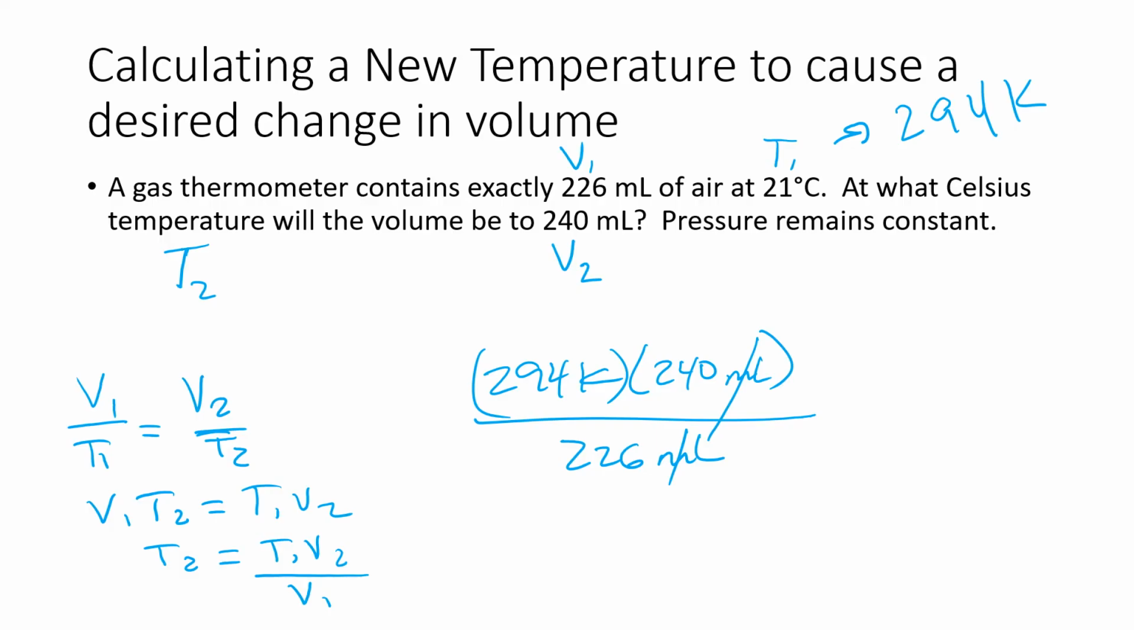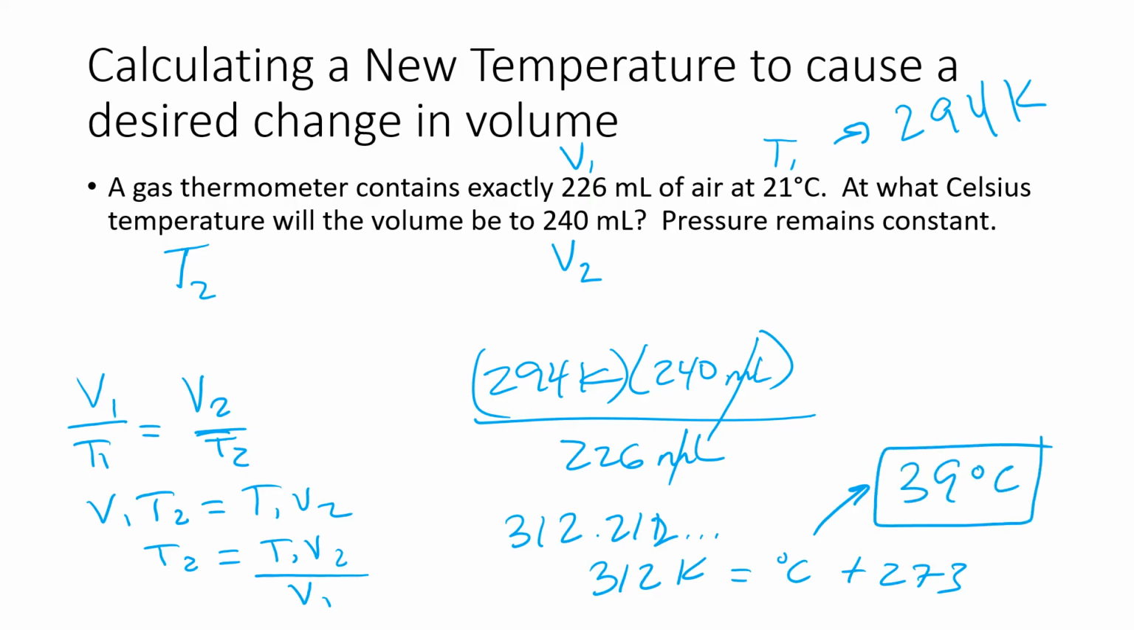Looks like my temperature is 312.212, and so on. So let's just keep 312. It's asking at what Celsius temperature, so I've got to convert it back. So 312 Kelvin, if I want to get to Celsius, remember Kelvin is Celsius plus 273, so I need to subtract 273 to get my Celsius. So 312 minus 273, so 39 degrees Celsius.